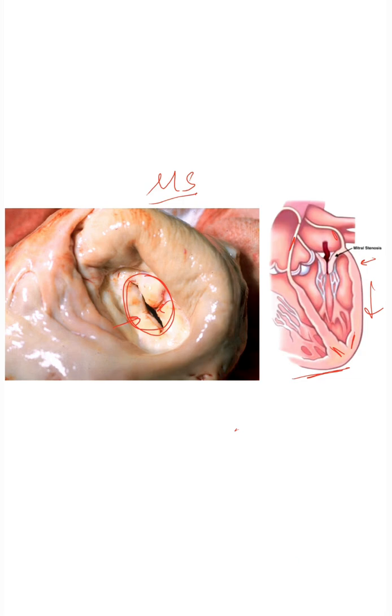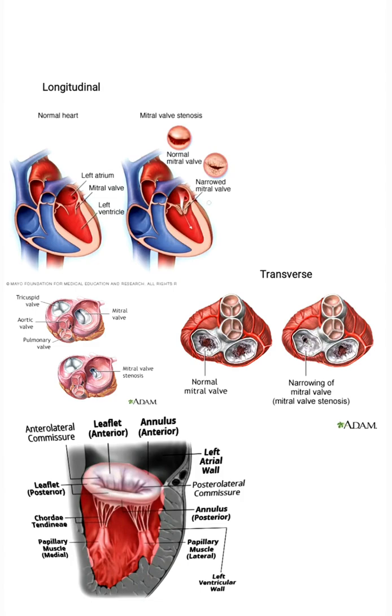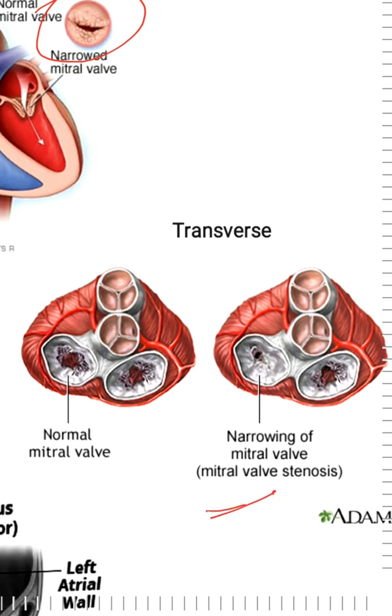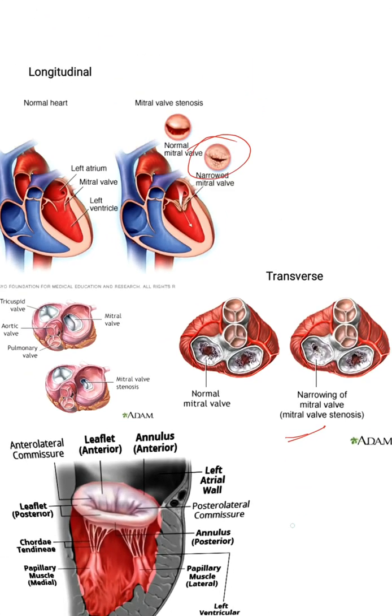Here we can see a narrowed mitral valve. This is how it's seen on longitudinal section, and this is how it's seen on transverse section. In this picture we can see the various parts of the mitral valve: the anterior and posterior leaflets, the anterolateral and the posterolateral commissures, the anterior and the posterior annulus, and here we can see the connection to the chordae tendineae and the papillary muscles.